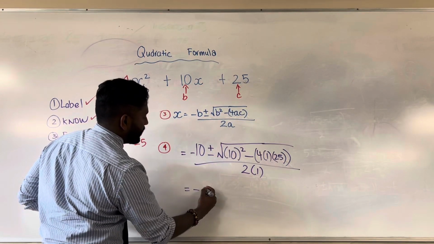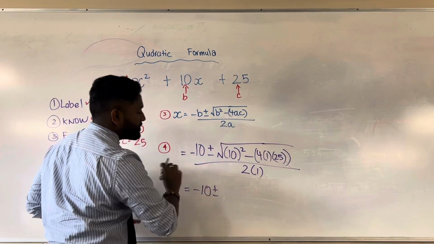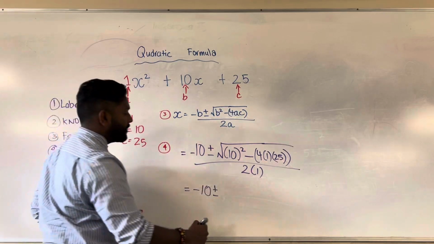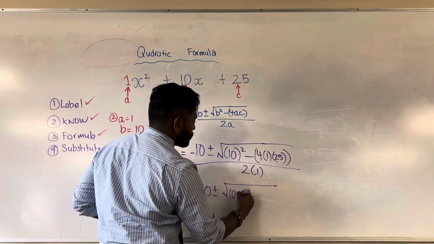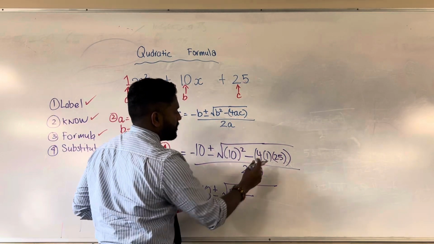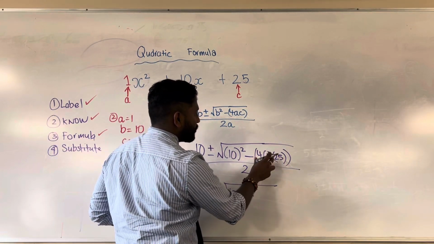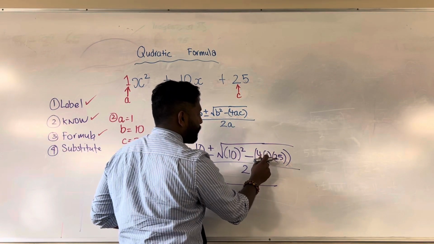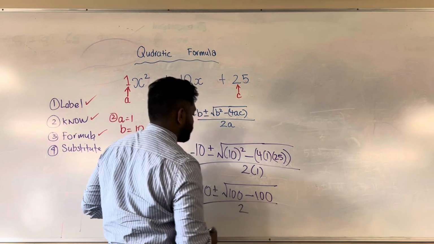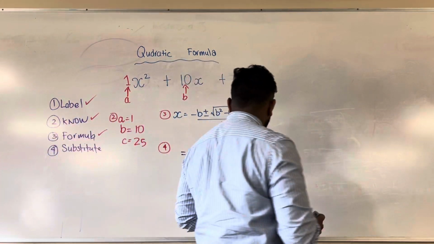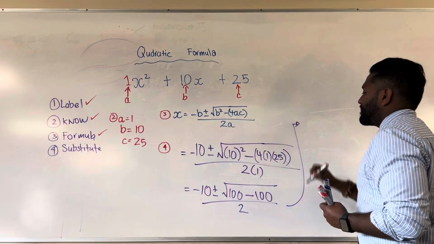Next step, negative 10. And now this step here is all about simplifying. So now we're going to go through that. 10 squared, which is 100, minus 4 times 25. What's 4 times 1? 4. 4 times 25 is 100 over 2. Okay, let's go through the next part. I'm just going to bring that to this side.